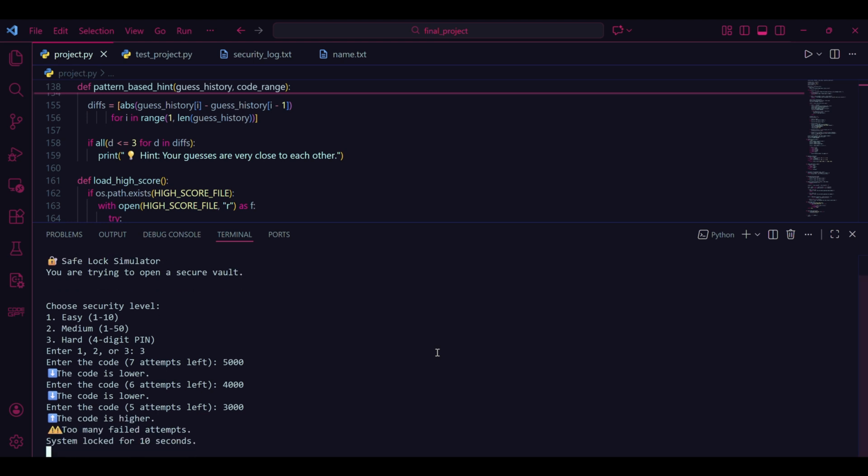After multiple failed attempts, the system temporarily locks itself. This simulates protection against brute force attacks.